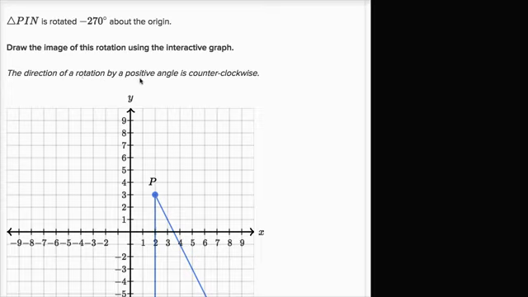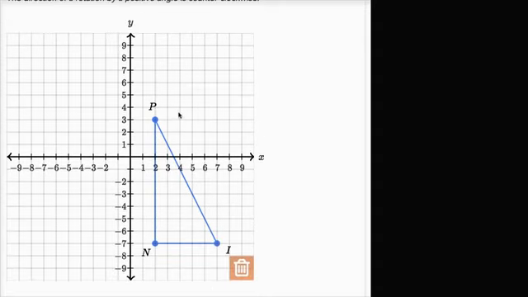The direction of rotation by a positive angle is counterclockwise. So positive is counterclockwise, which is the standard convention. And this is negative. So a negative degree would be clockwise. And we want to use this tool here. With this tool I can put points in, or I could delete points. I can draw a point by clicking on it.